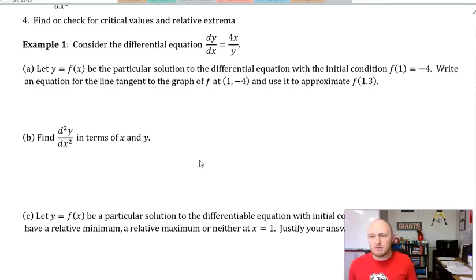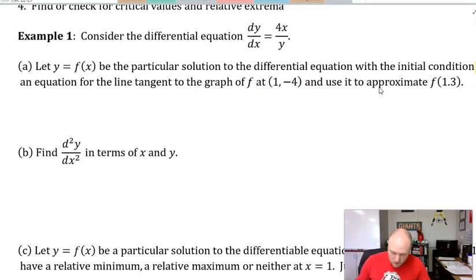dy/dx is equal to 4x over y. Let y equal f of x be the particular solution to the differential equation with the initial condition f of 1 equals -4. That's very important because when they give you this, they're giving you a point: (1, -4). They say write the equation for the line tangent to the graph of f at (1, -4) and use it to approximate f of 1.3.